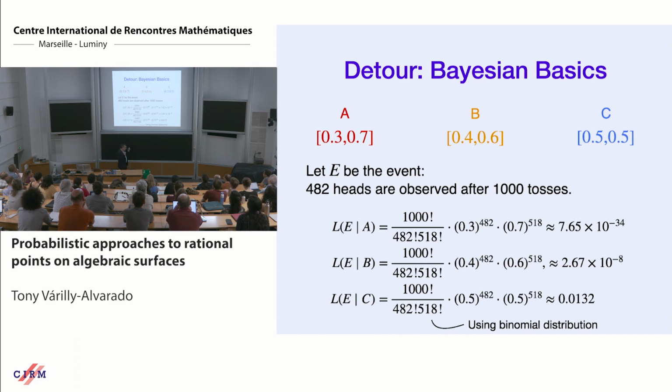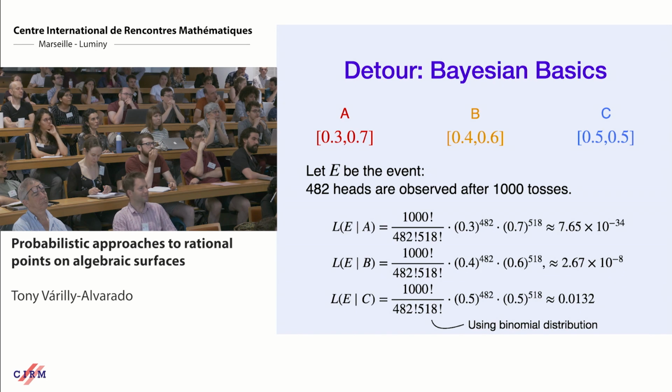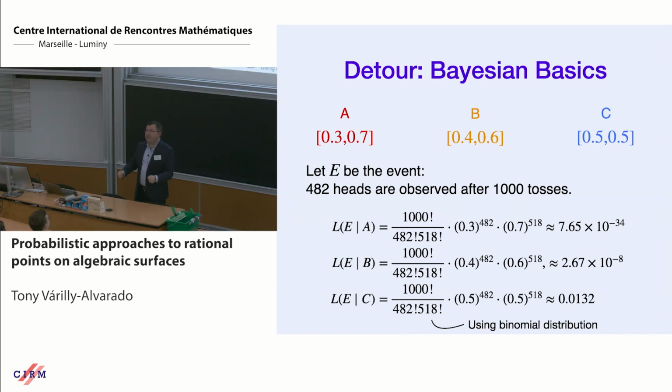Well, we have asked for something really specific, right? We asked for 482 heads on the nose. We didn't give a range of heads or something like this. And so we should expect that these numbers are really small. Also, these numbers are very independent of each other. These numbers do not try to put together the information that we know that A, B, or C are the only possibilities for my probability of heads and probability of tails.